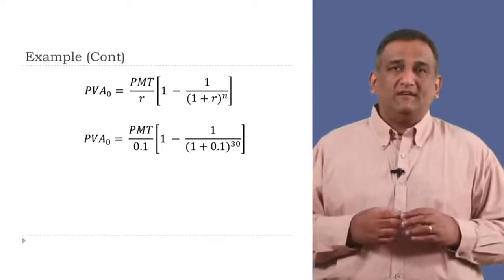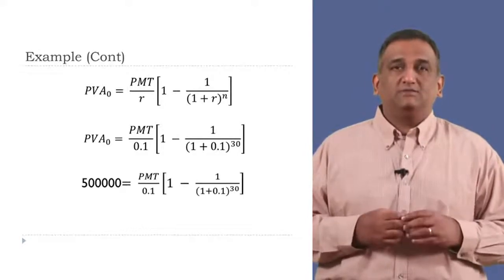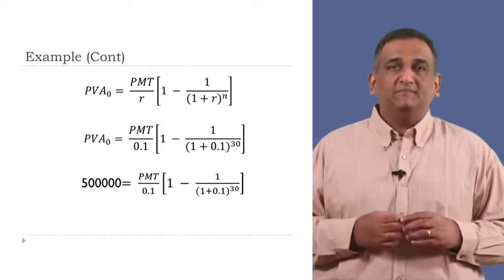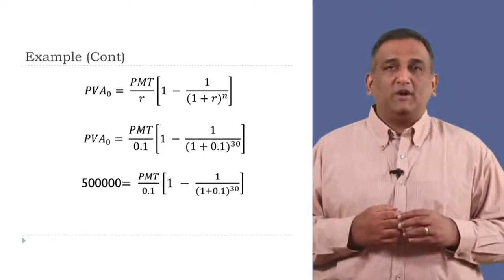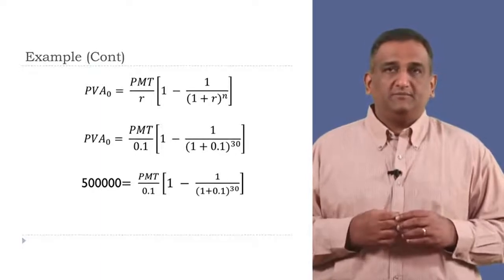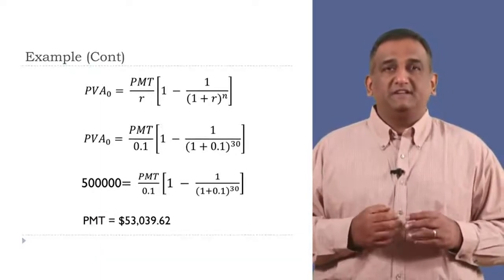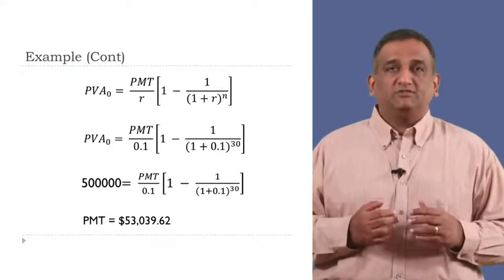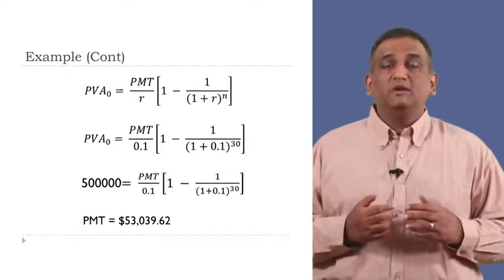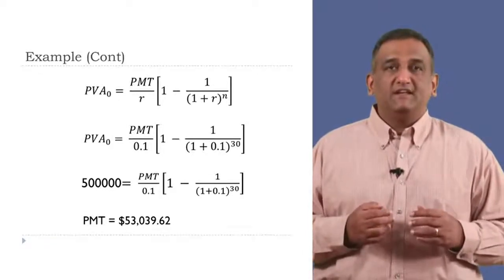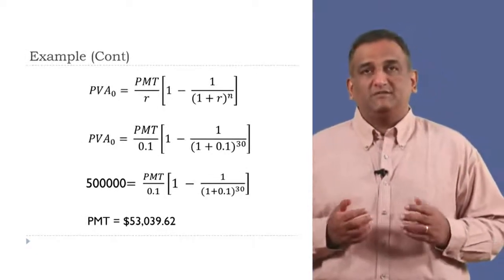Plugging in all the known values, we have 500,000 equals PMT divided by 0.1 times within square brackets 1 minus 1 over (1 plus 0.1) raised to the power of 30. We need to solve for PMT, which comes out to be $53,039.62. That is, you will pay $53,039.62 every year for 30 years to pay off the loan.